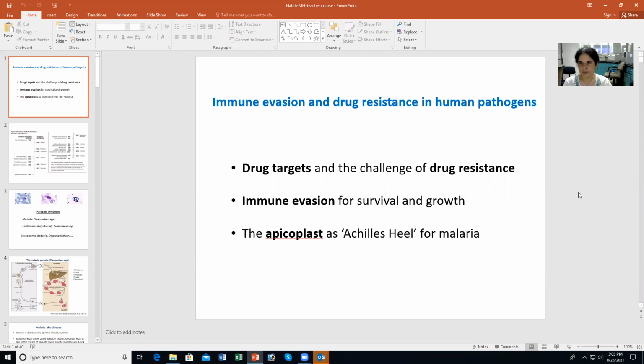So what are the evasion strategies that parasites adopt to evade the human immune response, and also what issues and challenges this poses for development of vaccines. To also look at the apicoplast, which is a relict plastid in the malaria parasite, and how this can be an Achilles heel for malaria because it can offer avenues for intervention against the malaria pathogen.